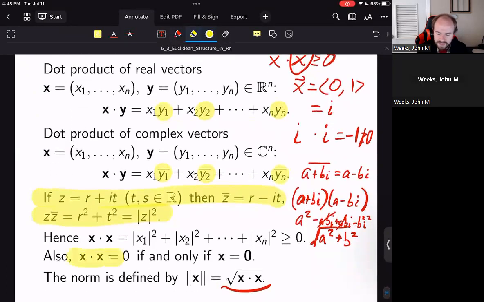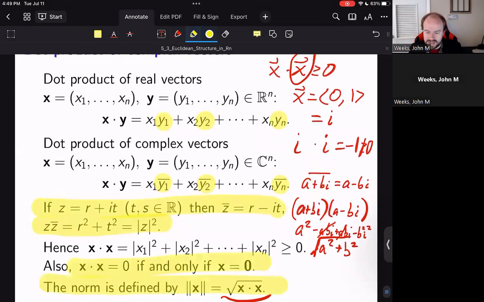So this gives all of the sorts of operations that we would like for the complex numbers, namely the dot product is 0 if and only if the vector x is 0, and the norm is defined as the square root of the dot product. So this gives us a notion of length in terms of the complex numbers as well.